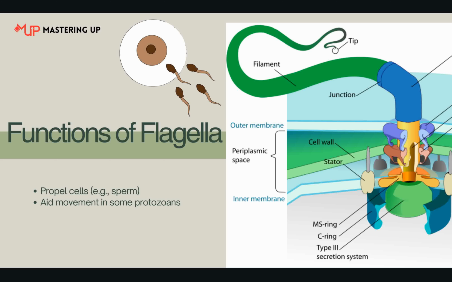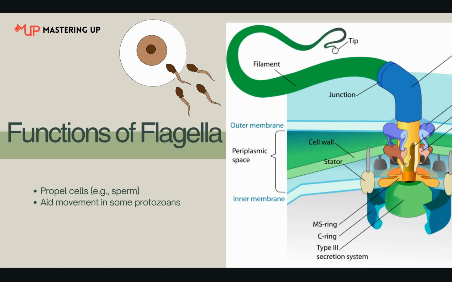Now let's see the functions of flagella. Flagella are primarily used for propulsion. We saw earlier that cilia are not limited to propulsion. In higher organisms like humans, they help in trapping particles and also in moving the egg cells in the fallopian tubes, and also help in sensory functions. But flagella are primarily used for propulsion.